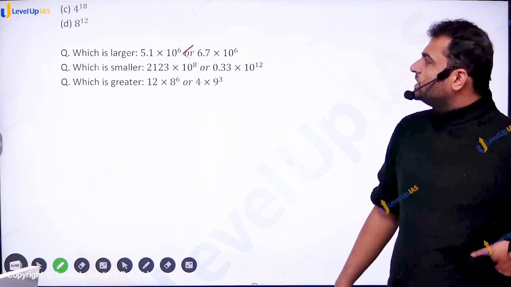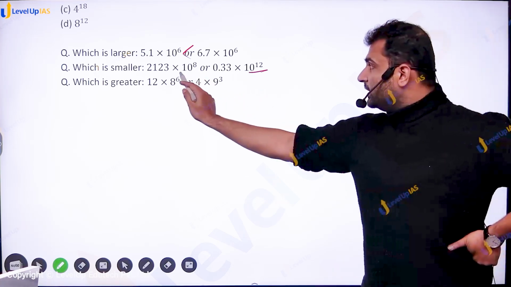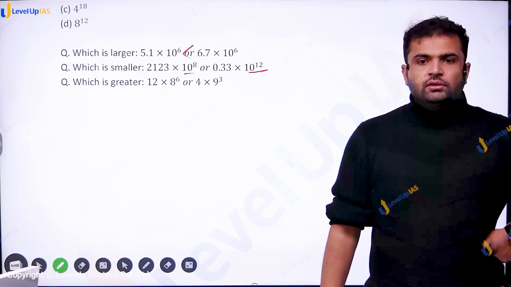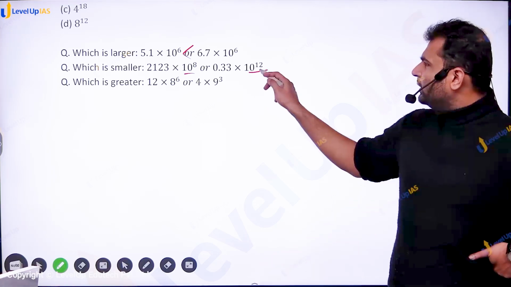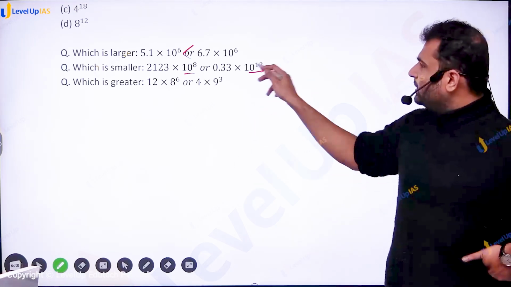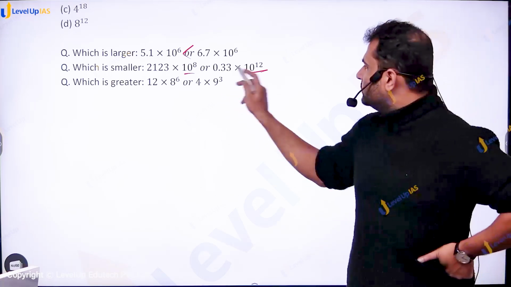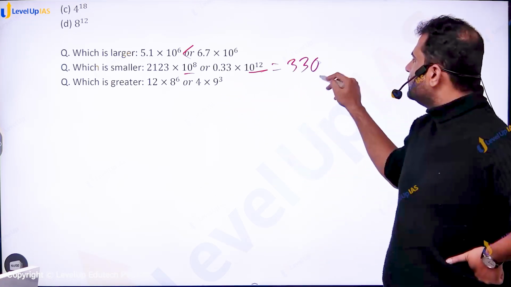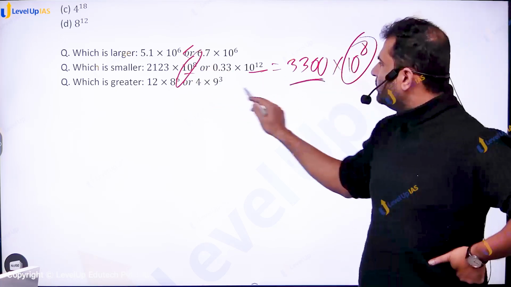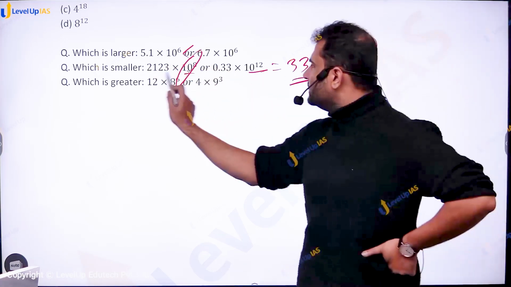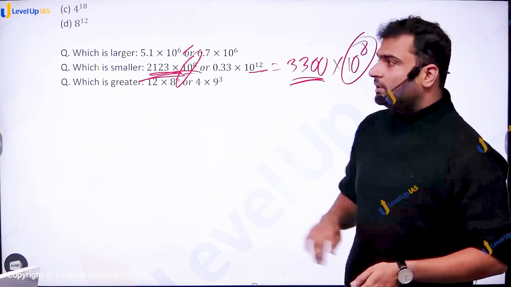Second one, which is smaller? Now look, power of 10 are different. First thing, you make the power of 10 same. What you can do is, you can make this 12 into power of 8 by multiplying 0.33 by 10 raised to 4. So this would become 3300 into 10 raised to 8. Now we have 10 raised to 8 same. Larger the number, larger would be the fraction. So smaller is this fraction. Question is smaller. Again, वो same mistake नहीं करनी.